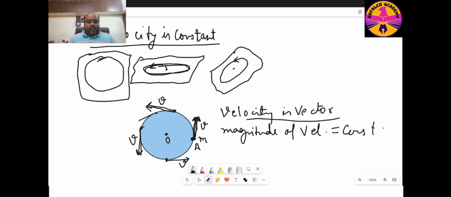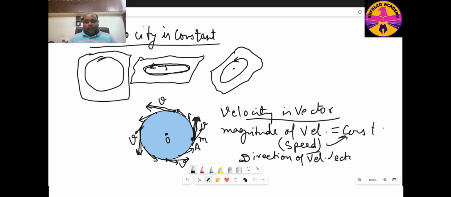In fact, at each point, you will see that the direction is different, right? At each point, it will be tangential, and the direction you can see will be changing at each of these points. So the magnitude of the velocity, which we call speed, is something which is constant, okay? But the direction is not constant. Direction of the velocity vector is not constant, it changes.